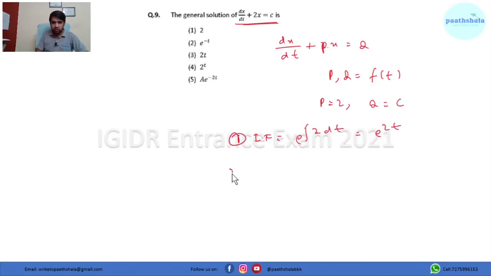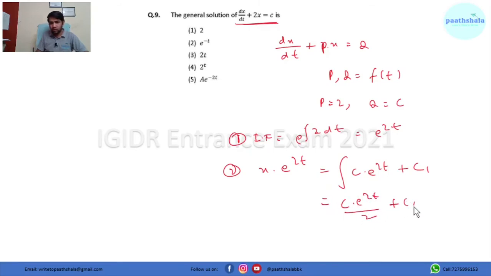Okay, now for finding the solution, that will be x into the integrating factor, that is e to the power 2t, equals integral of q into the integrating factor. So q is c, the integrating factor is e to the power 2t, plus let's add c1 because c is already present here. Okay, so this will come out to be c e to the power 2t upon 2 plus c1. And it is x into e to the power 2t. So x will come out to be, if I divide the whole equation by e to the power 2t, x equals c by 2 plus c1 e to the power minus 2t. Or alternatively we can write it as a e to the power minus 2t. So the fifth option is the right option.